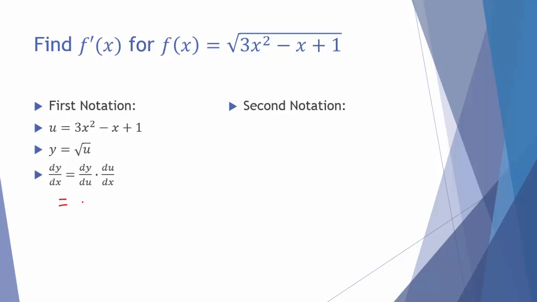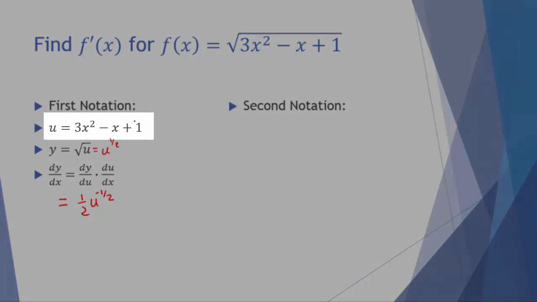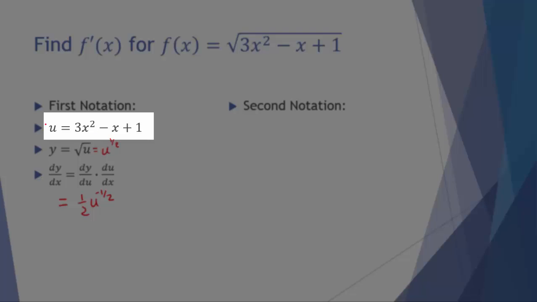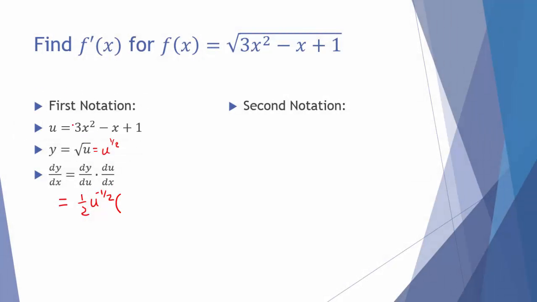So dy du is the derivative of y with respect to u. Remember, this is just u to the 1/2, so that will be 1/2 times u raised to the negative 1/2, times du dx, which is the derivative of u with respect to x. That's this function. The derivative of u with respect to x is the derivative of 3x squared, which is 6x, minus 1, since the derivative of negative x is negative 1, and then the derivative of 1 is going to be 0.